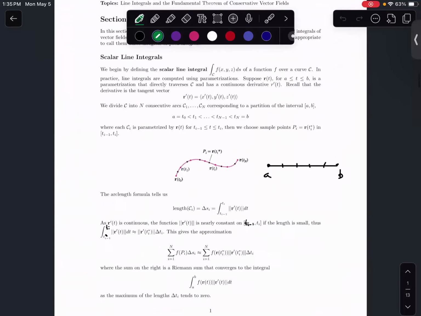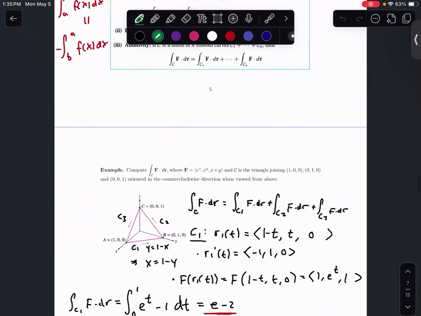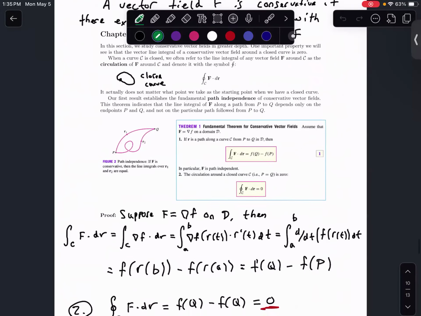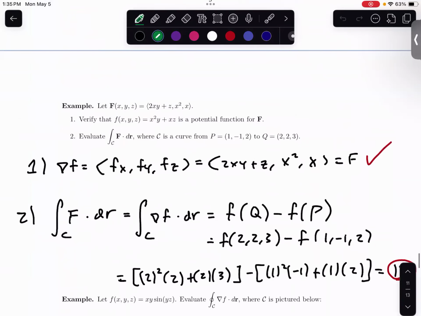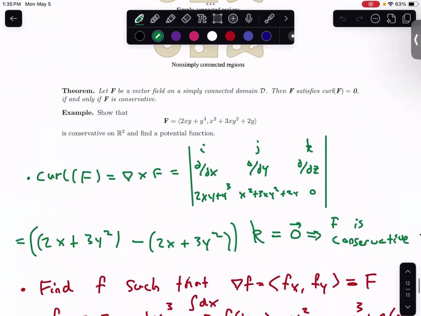I think this is, let's see if I can find it. Oh yeah, maybe it's the next page or the page after. Oh yeah, it was this page right here, right?